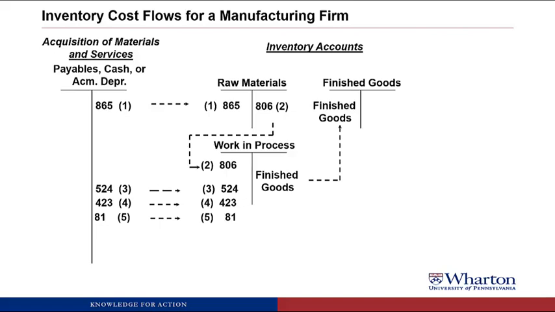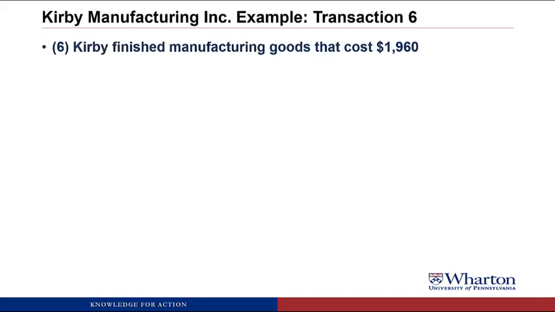The next step is, once we finish the goods, we take the cost of the goods that we finished out of work in process and move them into a finished goods inventory account. So for Kirby Manufacturing, they finished manufacturing goods that cost $1,960. What's the journal entry?